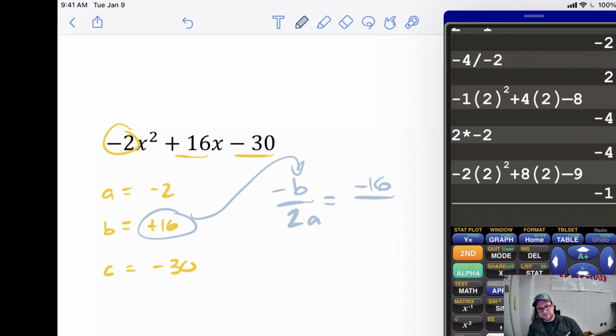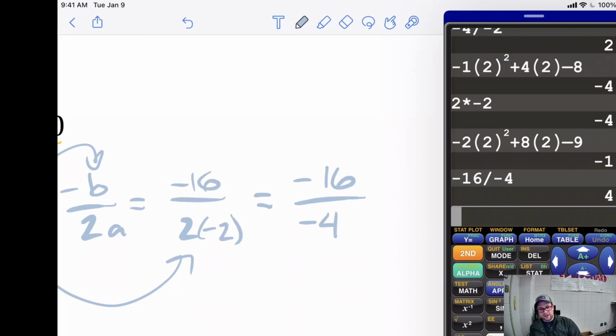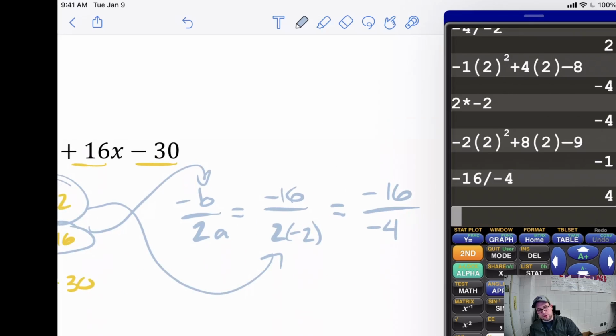So we have -16 divided by 2 times a. A is -2, so that's what we're going to put in those parentheses. So I have -16 over 2 times -2. That's a -4. -16 divided by -4 is +4. So that becomes the x coordinate of my vertex.